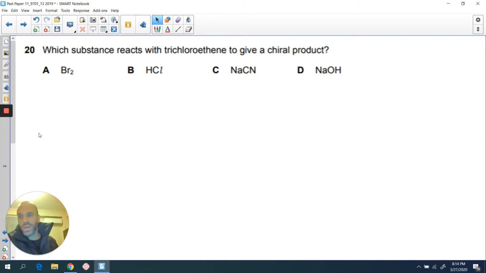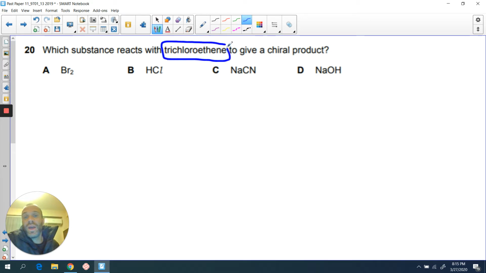Question 20, a very challenging question. I'll read it through first. Which substance reacts with trichloroethene to give a chiral product? Okay, so you need to know your reactions of your alkenes essentially, and you need to know what a chiral species is. So there's two concepts there that need to be fully understood.